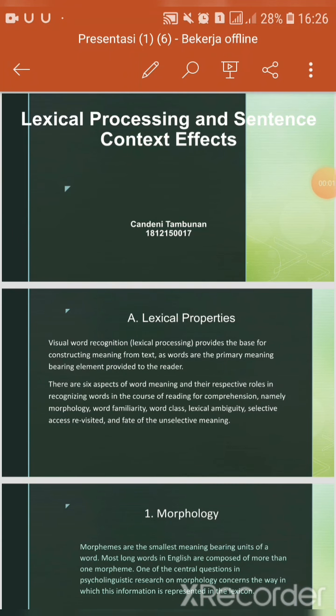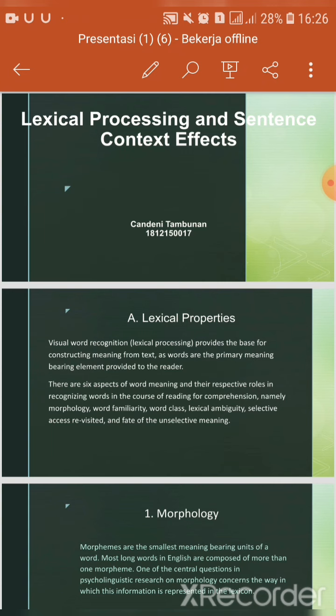Here I'm going to talk about lexical processing and sentence context effects. This material is taken from a book written by Matthew and Morton with the title Handbook of Psycholinguistics, 2nd edition. This material talks about two parts, namely lexical properties and sentence context effects. So I'm going to talk about lexical properties first.